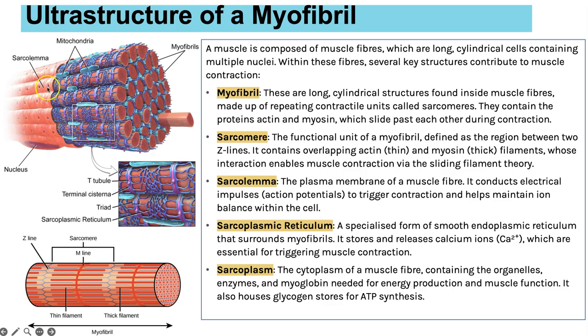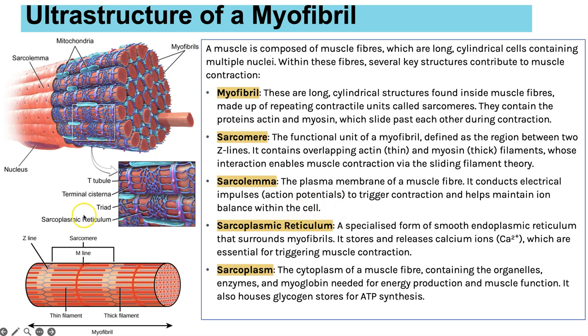The sarcolemma, we've got pointed out here, that is the membrane of the muscle fibre, which we were just talking about because we said that is where you have the receptors that the neurotransmitter binds to at a neuromuscular junction. And when you have that binding, that is where we have the conduction of the action potentials to help trigger the contraction of the muscle.